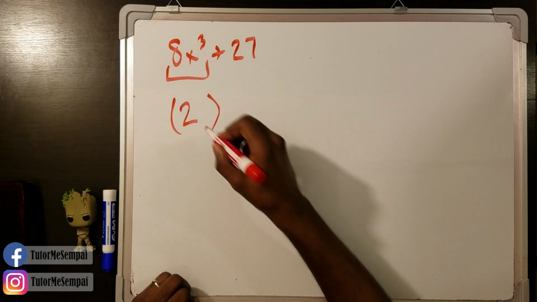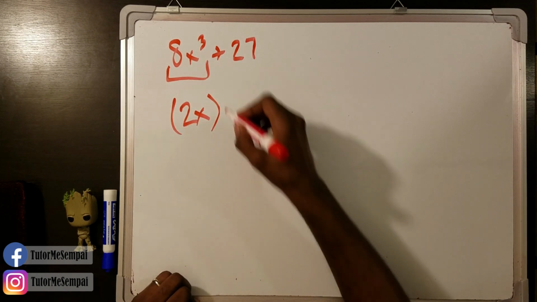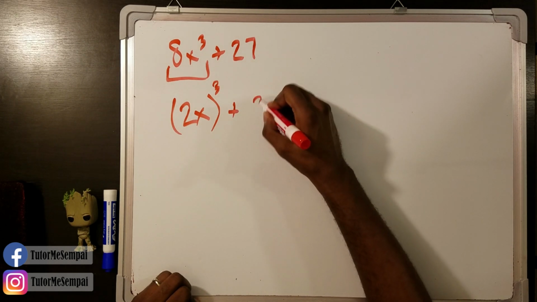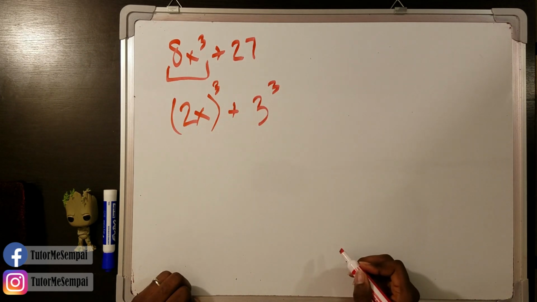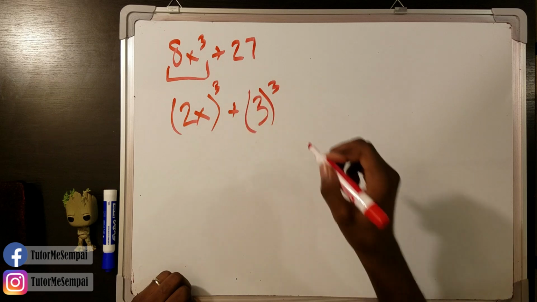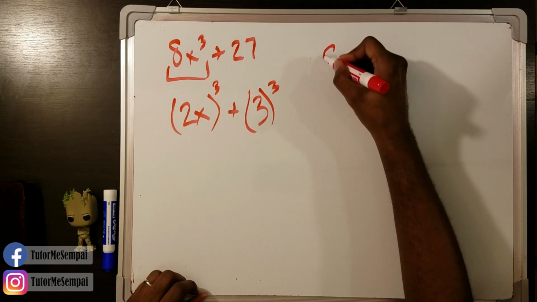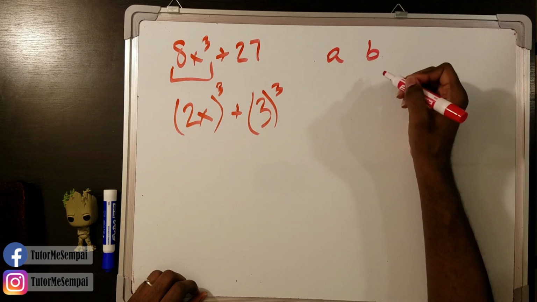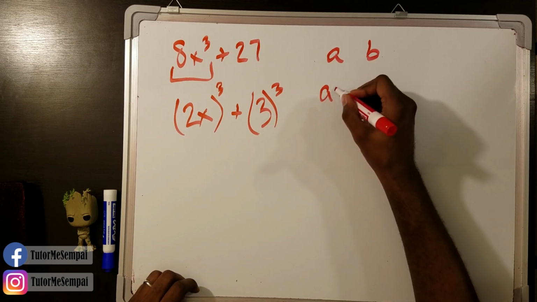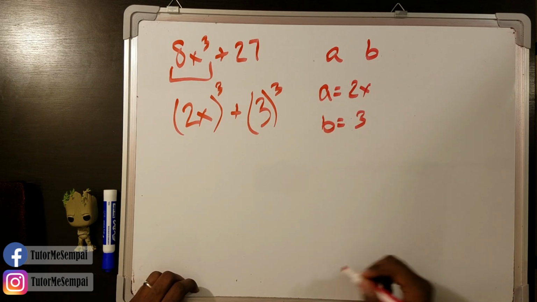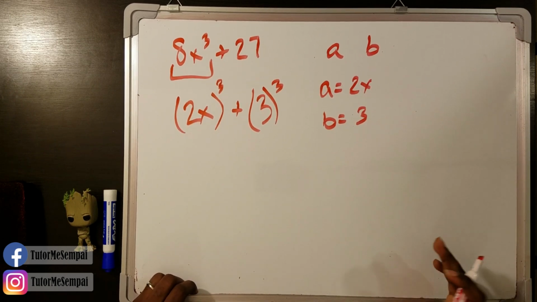So whatever the cube root is going to be, put it in parentheses and then put your cube out here. So it'll look like this. And if you want to put this in parentheses too, just to make things consistent, sure. So now you know, for your formula that has the a's and b's, a in this case would be the 2x and b would be the 3. So plugging and chugging will give you your answer.